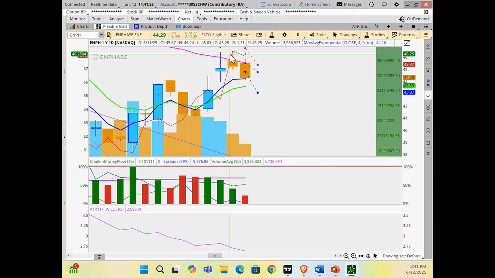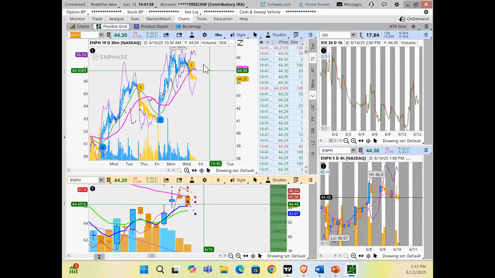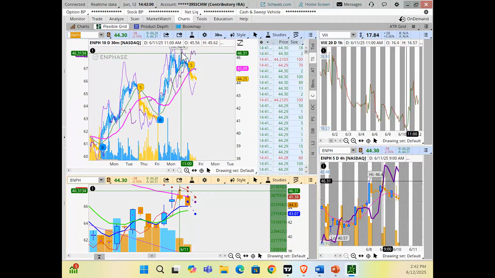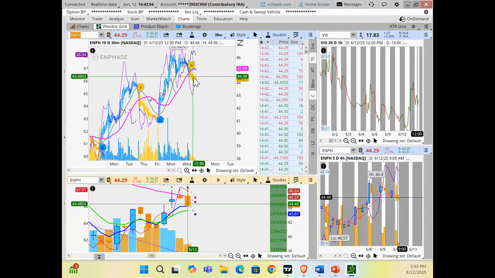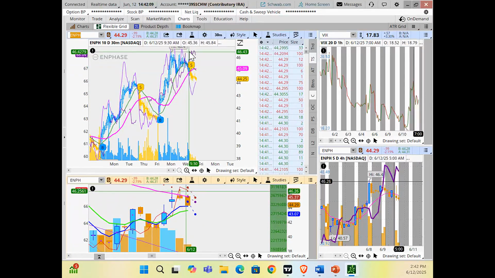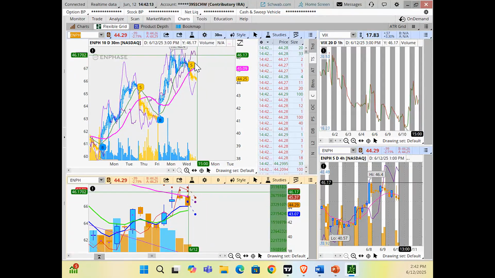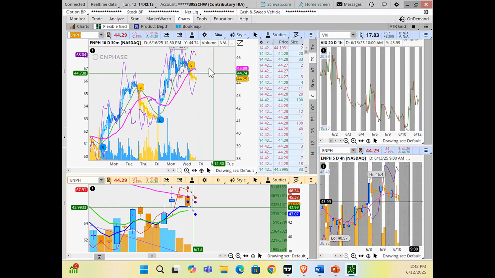446.25 going short would have been the entry. And this is already on the descent, so if you would have gone in at 425, right now you're up 2 points. That's 2 points.